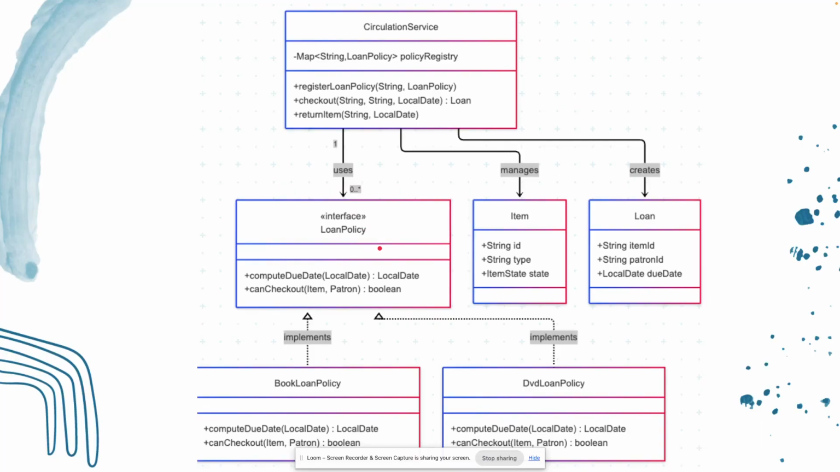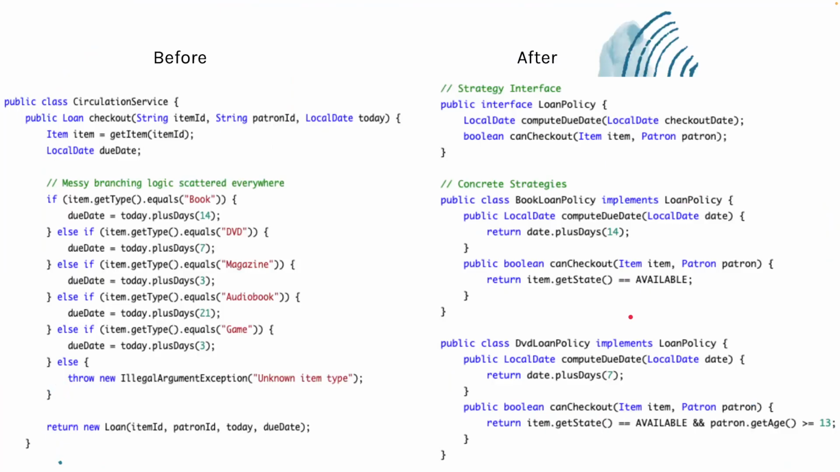Why is this perfect for a library system? First, it eliminates those nasty if-else chains by moving each rule into its own focused class. Second, it makes extending the system trivial. Just create a new strategy and register it. Third, it keeps our core circulation logic stable while allowing loan behaviors to vary independently. The strategy pattern follows the open-closed principle, where our system is open for extension but closed for modification. We can add new item types without changing a single line of existing code.